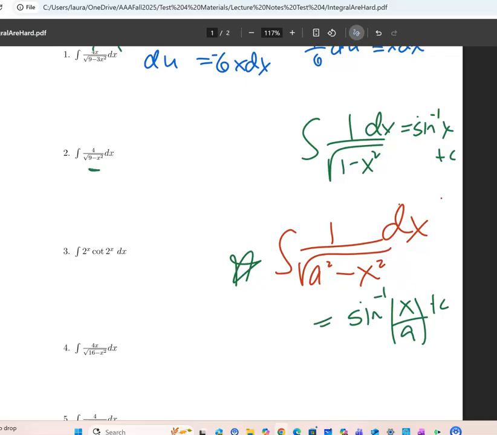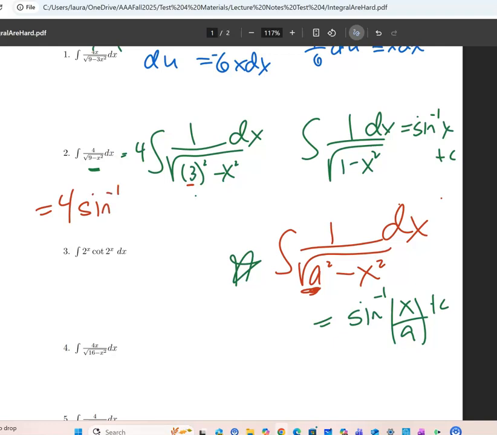So you look at this and you say, oh yeah, let's pull the number 4 on the outside. Take the time to rewrite this. So it's 3 squared minus x squared dx. So can you see that the a is 3? Then the answer will be, carry the 4 along, inverse sine of x over 3 plus c. And that's the answer.